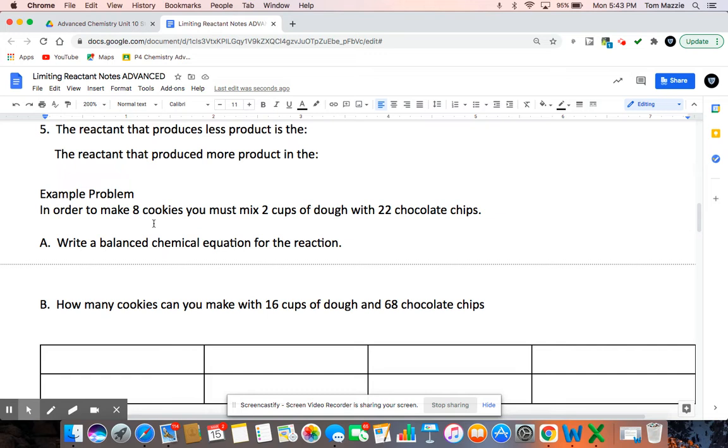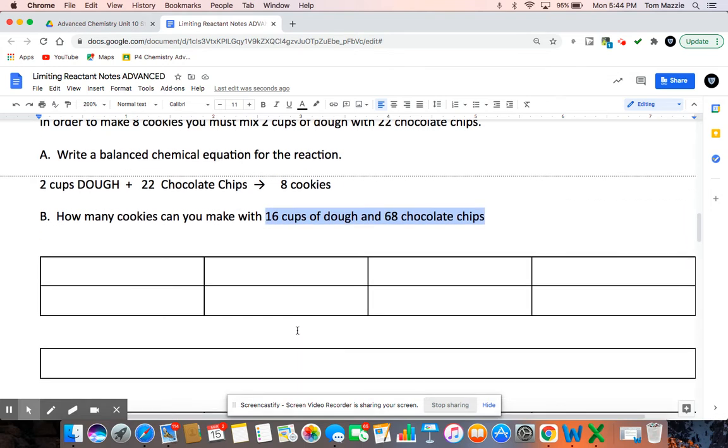Let's start with a simple example with cookies, one that we don't have to do chemistry with. So in this reaction, we say that 2 cups of dough plus 22 chocolate chips will produce 8 cookies. Now, this problem's easier because there's only one product, so it's really easy to know where we are going to convert. So B is the actual question. How many cookies can you make if we have 16 cups of dough and 68 chocolate chips?